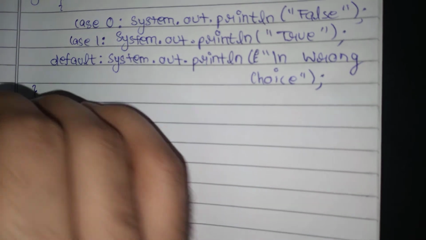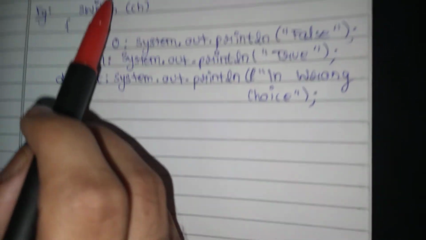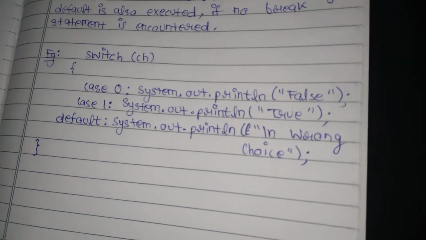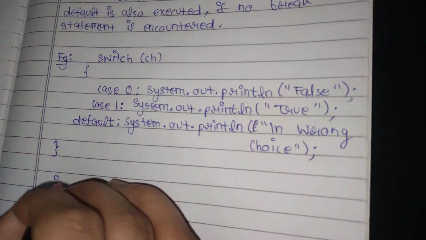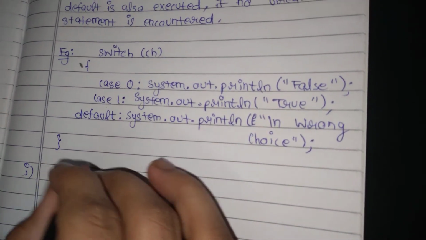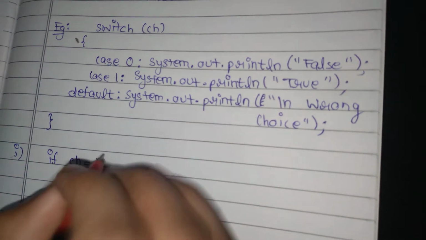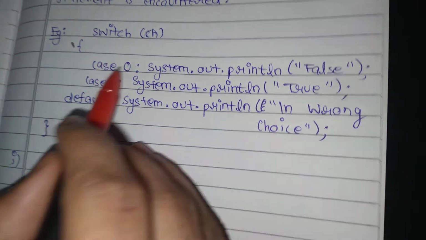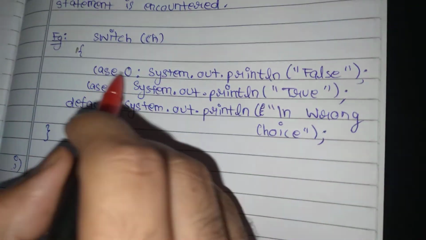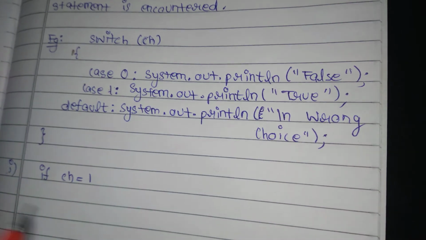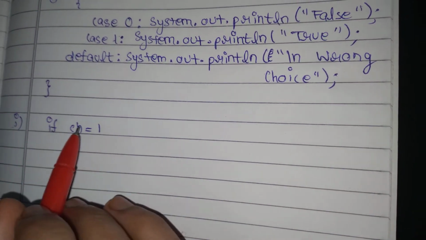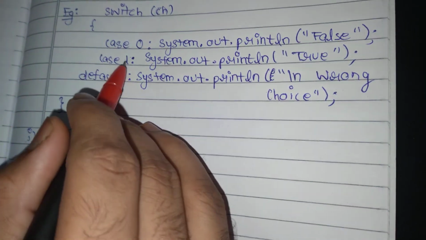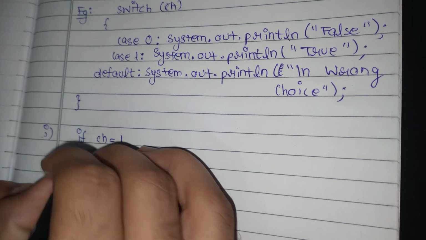Then I will close the bracket. So friends, here first I have taken a ch variable, then I have given some cases. Suppose I take the value of ch as 1, and then this value matches with one of these cases, and whichever it matches will be printed. As I have given ch equal to 1, this case does not match as here it is 0, but this one matches, so your answer will be true.